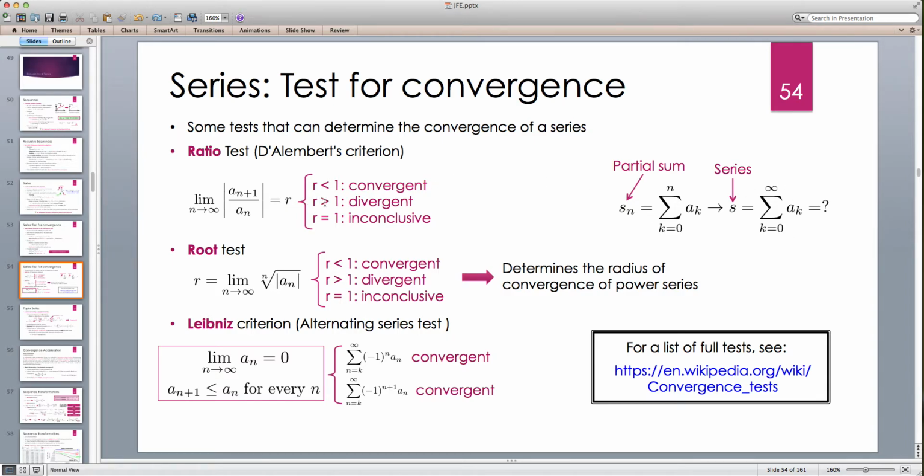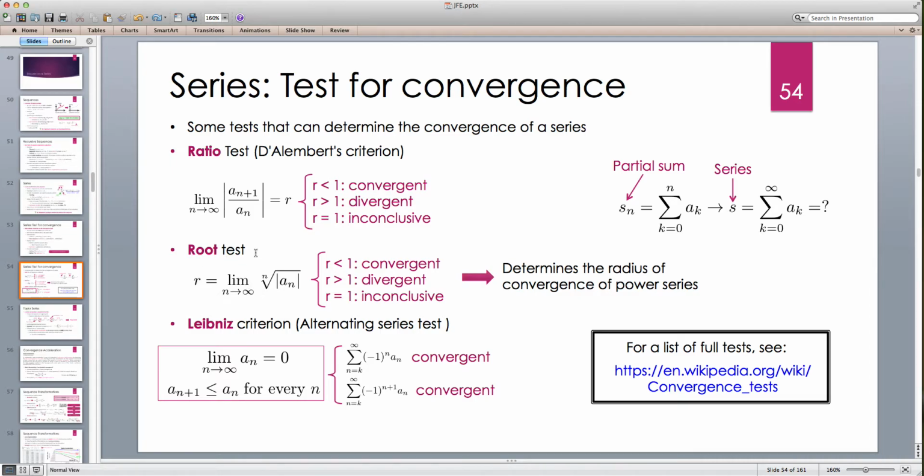If r is greater than 1, which can very well include infinity. All right. If this limit is in fact infinity, then we are guaranteed to have a divergent series. The partial sum sequence doesn't converge. If r is exactly equal to 1, then this test is inconclusive. We cannot say anything with confidence or accuracy about whether or not the partial sum sequence converges. All right, and we have to use, for example, another test.